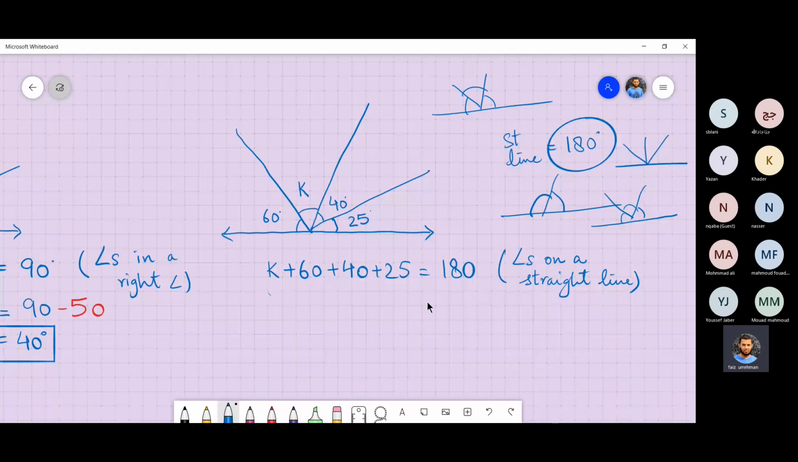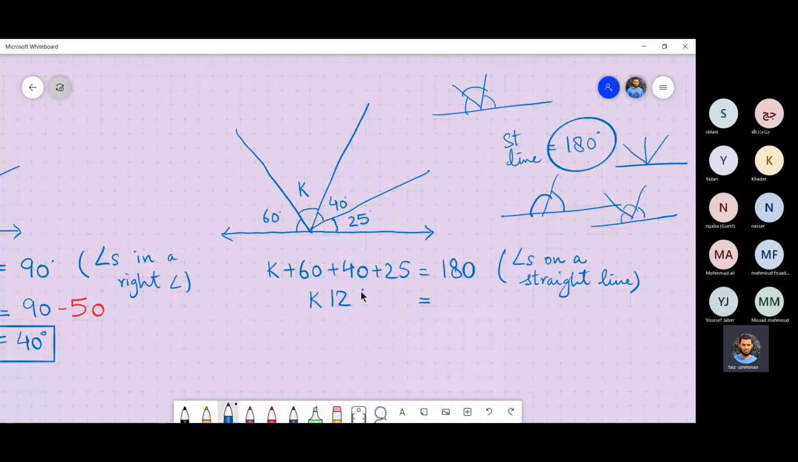Now what can we do? Next line, what can we do now? Yes, who wants to tell? 60 plus 40 plus 25 gives you 125. So what will I write here? K125. Yes, K125. I will write this.